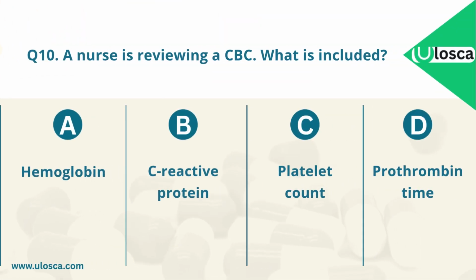Question 10. A nurse is reviewing a CBC. What is included? A. Hemoglobin. B. C-reactive protein. C. Platelet count. D. Prothrombin time. Which one is the correct answer?